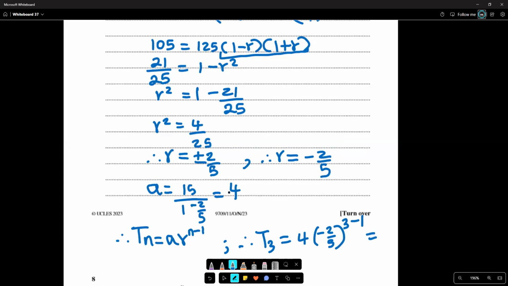Oh, guys, actually here I miscalculated. This is 15 over 1 minus 2 over 5. That is 25. So A is 25. Sorry about that. And then the 4 comes in. Thank you very much, ladies and gentlemen. Let's keep on going.